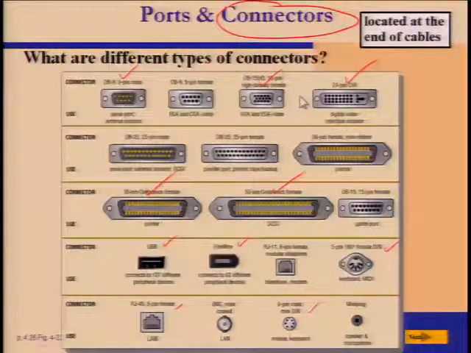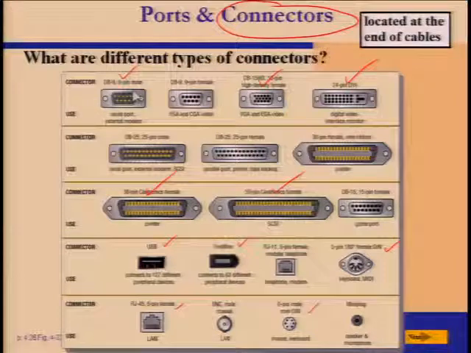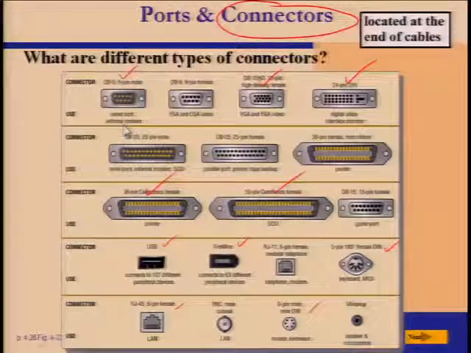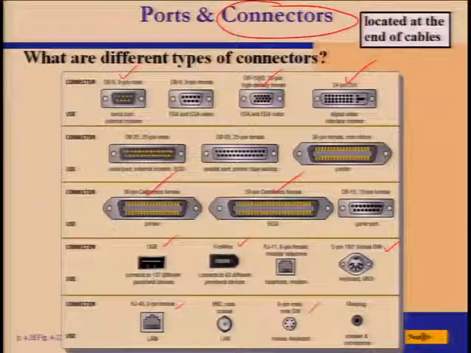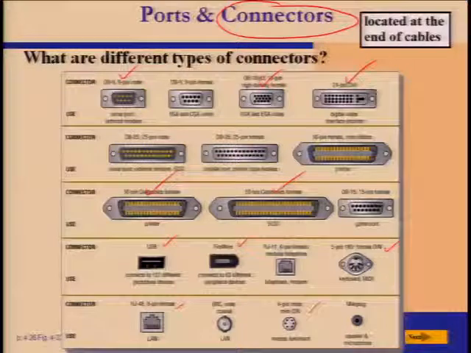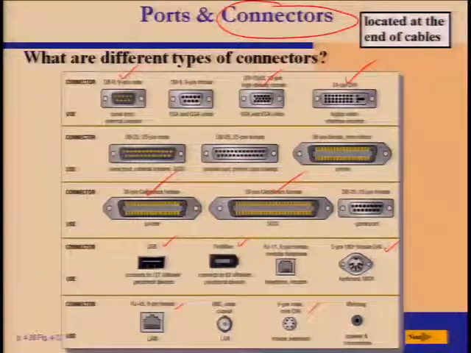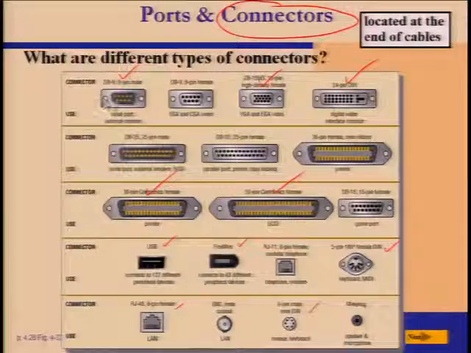So I think I'll just go through some of them. The first one here is what? DB9, a 9-pin connector, right? So this is typically a serial port. At the back panel of the desktop unit, usually you have a COM port. COM stands for communication port. It's a serial port. And the smaller connector is a 9-pin type.